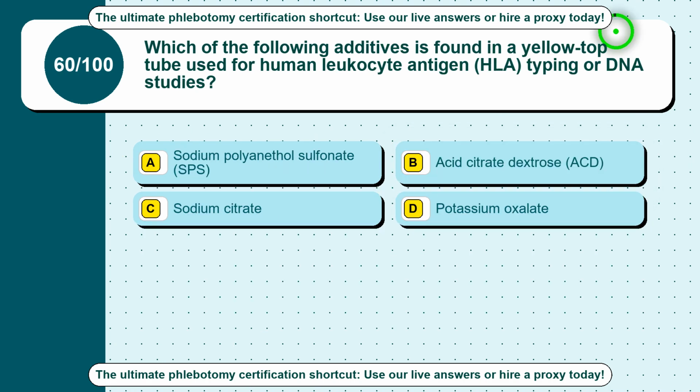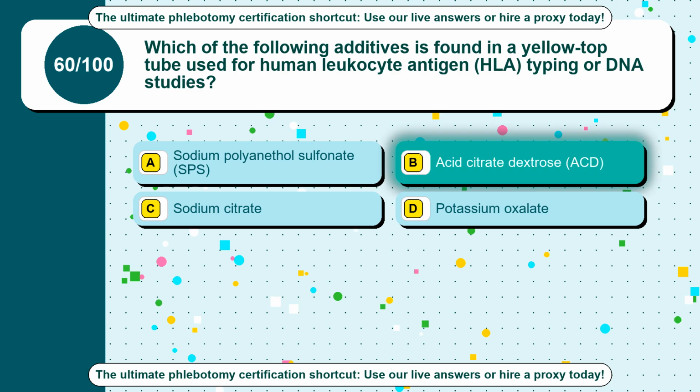Question 60. Which of the following additives is found in a yellow top tube used for human leukocyte antigen, HLA, typing or DNA studies? Option A, sodium polyanethol sulfonate, SPS. Option B, acid citrate dextrose, ACD. Option C, sodium citrate. Option D, potassium oxalate. The correct answer is option B, acid citrate dextrose, ACD.